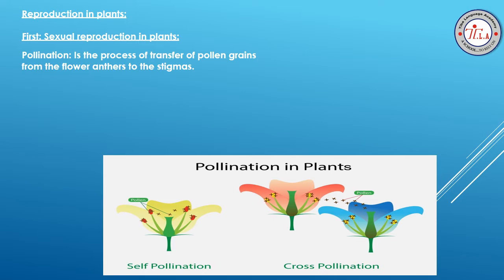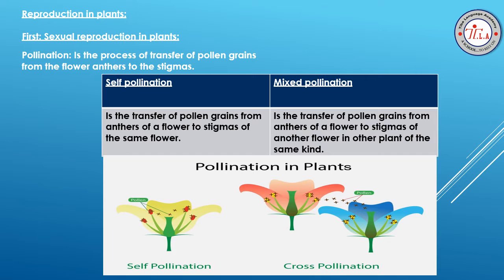So, what is meant by pollination and how can the flower make reproduction? First is pollination. What is meant by pollination? It's the process of transfer of pollen grains, the small male part, from the anther of the flower to the stigma. So we have two kinds of pollination, self-pollination and cross-pollination. Self-pollination is the transfer of pollen grains from the anther of a flower to the stigma of the same flower.